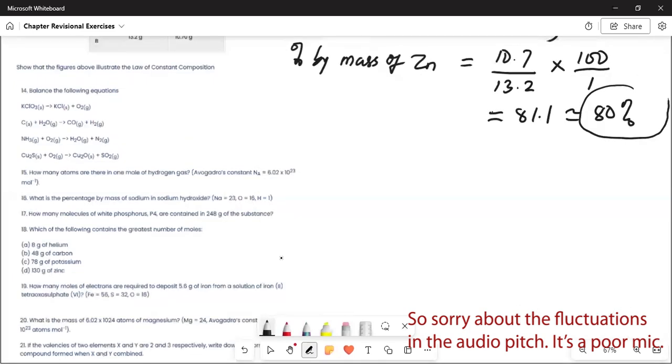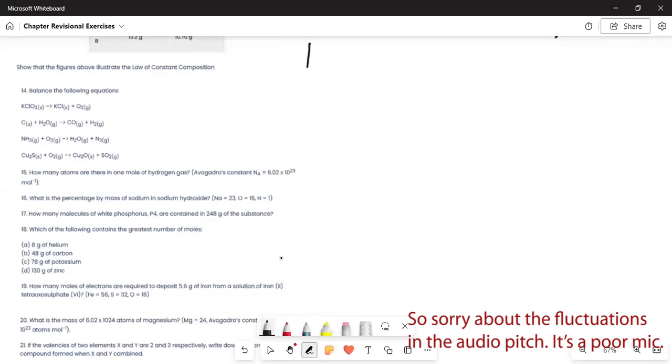Question 14 says balance the following equations. The first one says potassium chlorate, KClO3, which is a solid, when heated decomposes to potassium chloride and oxygen. Now we have to balance the equation. On the reactant side, I have one potassium. On the product side, also one potassium, one chlorine, three oxygen, two oxygen. So it's oxygen that is not balanced. Let's start by balancing the oxygen by putting a 2 on the reactant side. Then this 2 now affects both chlorine and potassium, so I'll put the same 2 here on the product side to balance the chlorine and the potassium.